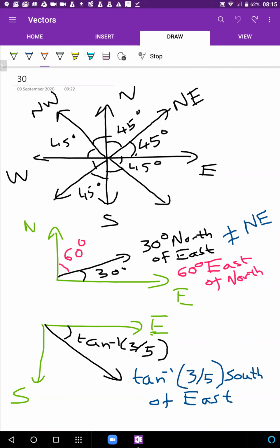So that's just a recap, but please make sure you understand how to express these directions. There are several ways you could represent it like this, represent it like this. One of two ways you can write the direction.